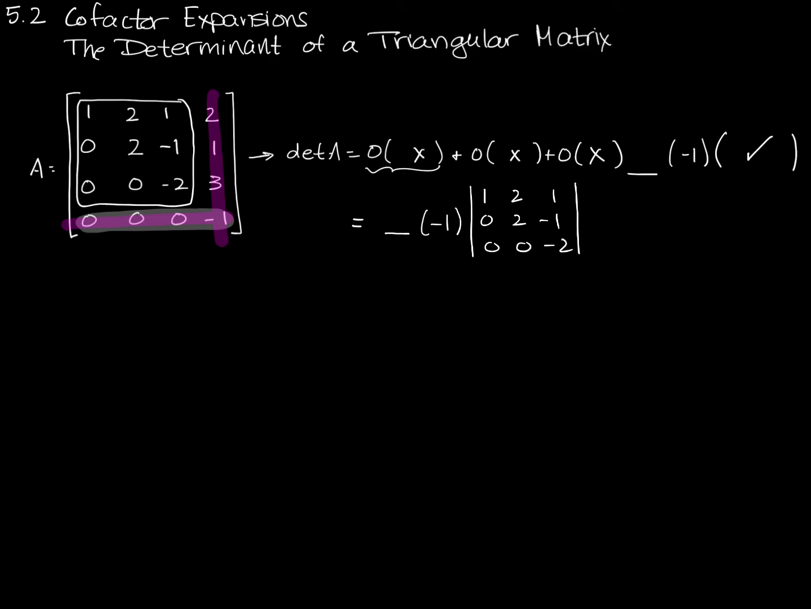Let's figure out the sign. I'm going to have, let's use the formula, -1 to the power of, and the power is going to be, since I'm in row 4, column 4, I have a 4 plus 4, which is 8. And since -1 to an even power is positive, I just end up with -1 times this determinant: 0, 2, -1, 0, 0, -2.